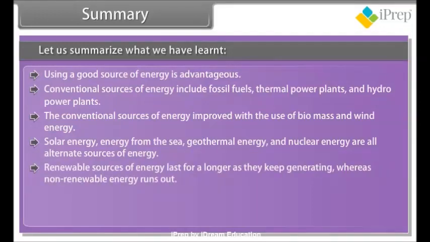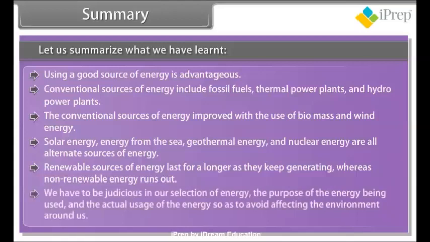Renewable sources of energy last for as long as they keep generating, whereas non-renewable energy runs out. We have to be judicious in our selection of energy, the purpose of the energy being used, and the actual usage of the energy, so as to avoid affecting the environment around us.